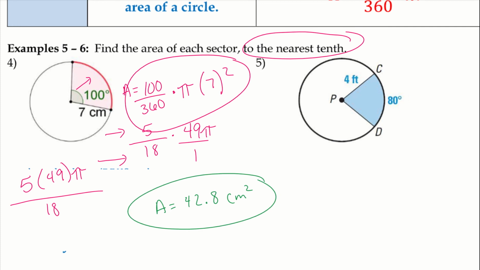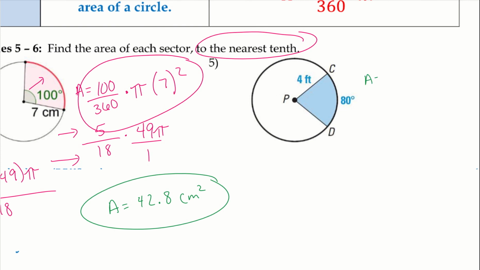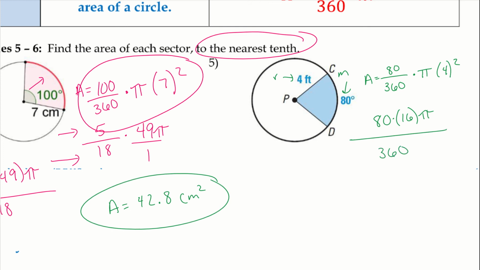Alright, let's go ahead and try that again with number 5. So number 5, we have the area, we have 80 all over 360 times pi r squared. So we have the radius here, that's our r, and this is our m, the measure of the arc. Alright, let's go ahead and just plug this into a calculator, right? Since we're trying to find the nearest tenth, we might as well make it a little bit easier on ourselves. So 80 times, I am going to write 16 though, because 4 squared is 16. Sometimes with larger numbers, maybe you have 20 and you're not quite sure what that is, you can leave it as 20 squared. And then all over 360. Alright, so let's go ahead and plug this into a calculator. Alright, so we have area equals 11.2 feet squared.